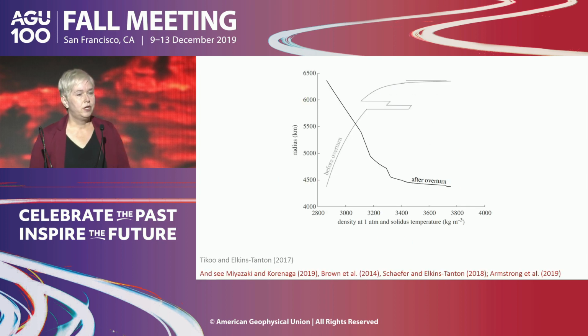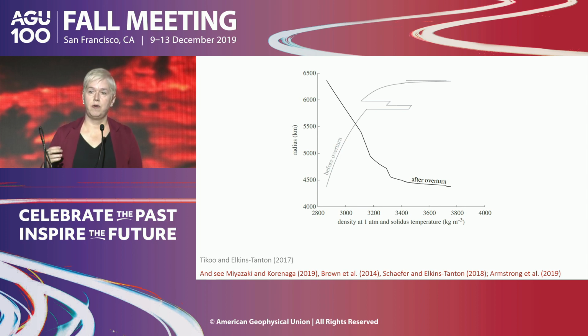Now, I want to talk a little bit about what happens when you solidify the magma ocean. This comes from work by Sonia Tikoo and myself, but be sure to see Miyazaki and Korenaga's paper, Steph Brown's paper, Laura Schaefer's work on oxidation of the upper mantle, and others. And so this is just one exemplar. In fact, the concept of this slide is that a solidifying magma ocean creates denser and denser cumulates as the cumulates are formed closer and closer to the surface, therefore gravitationally unstable, and it overturns.